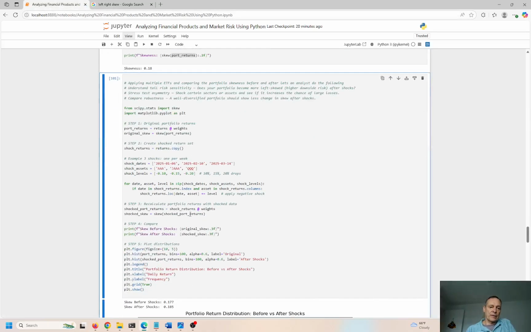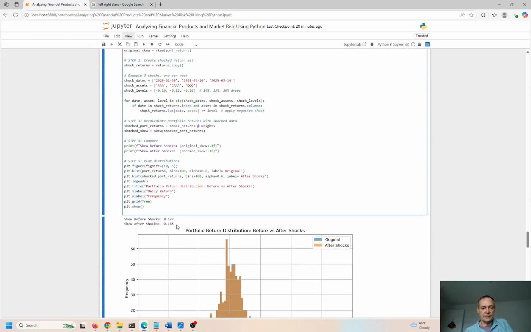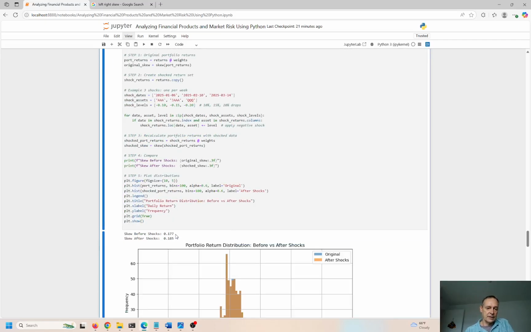So when we go ahead and apply multiple shock dates, I have 3 trading dates: January 6th, February 10th, and March 14th. And these 3 securities, and these are going to be the shock levels. Okay, so 10% depreciation in this stock when the market opens, 15% for this, and the QQQ goes down 20% on these 3 days. What is the overall skewness before the shocks and after the shocks? I think I just refreshed it, so I'll do it again just to make sure. So before the shock, 0.177, after 0.185.